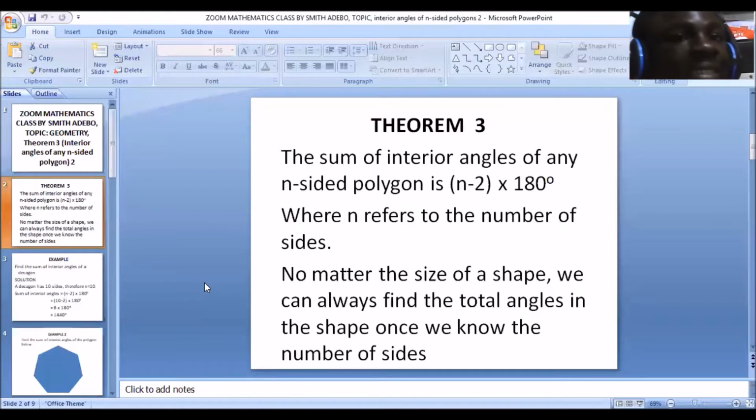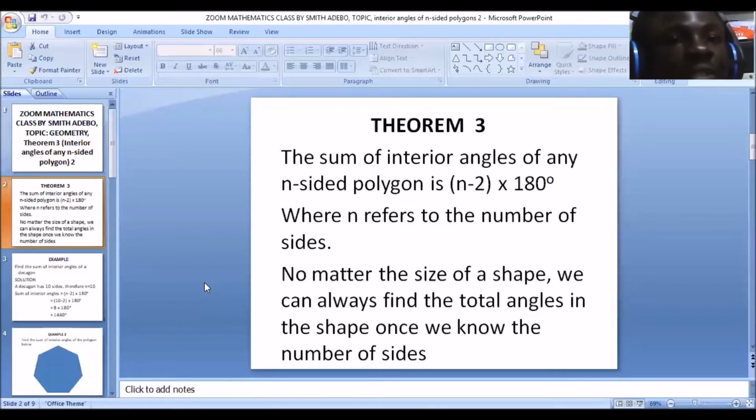Now this 180 degrees, which is the sum of interior angles of a triangle, was gotten from this formula, n minus 2 multiplied by 180 degrees. In case you don't know what n is, n refers to the number of sides. For instance, a triangle has three sides. So if you are finding the sum of interior angles of a triangle, you should know that n equals 3, because that's the number of sides.